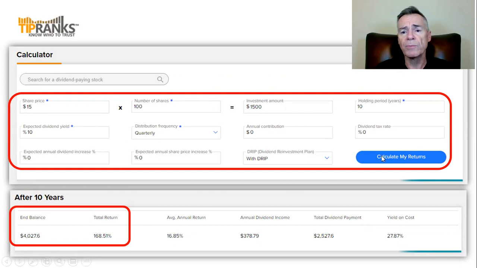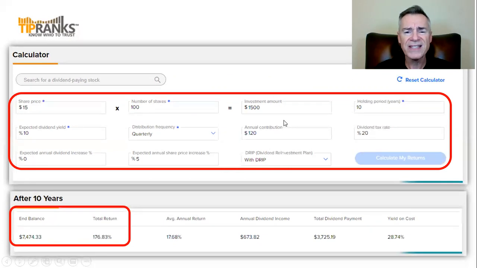Then if you click the little blue button that says calculate my returns, right at the bottom of the screen here, it will show you that if you make this investment, which as I said is $1,500, after a 10-year period, you would have approximately $4,000, which is more than 2x, for a total return of 168% over that period. Now, you will notice that I left many of the fields blank over here.